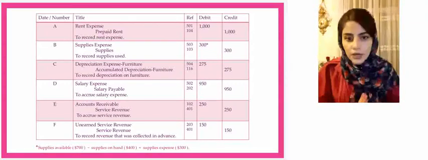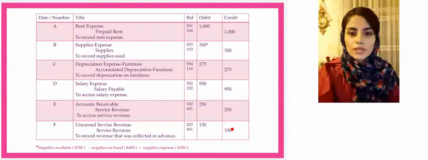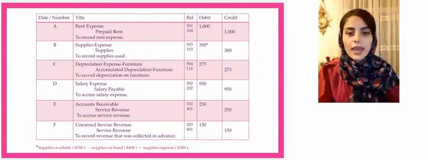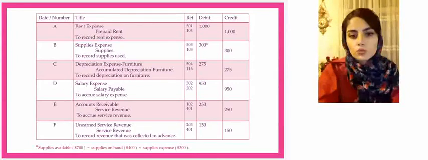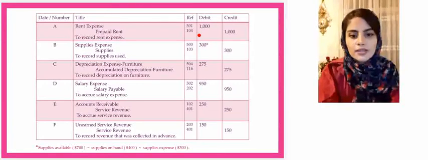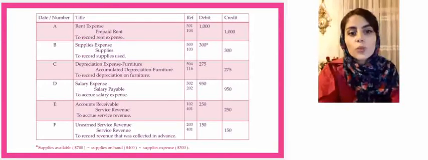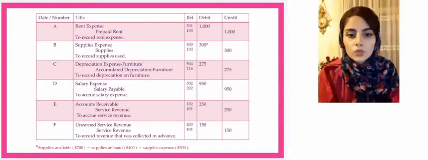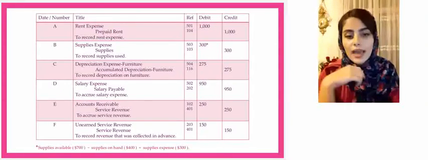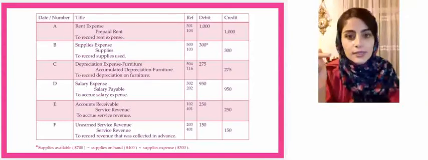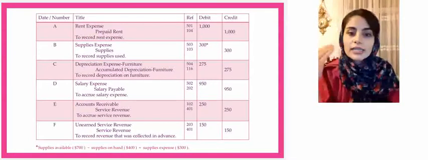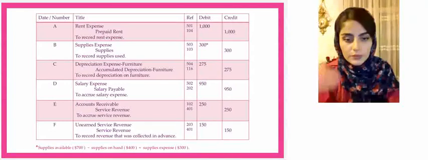As you can see here, it is all the entries for transactions A to F. For the first one, we had prepaid rent expired $1,000. So the entry is rent expense and prepaid rent. And the next one says that supplies on hand $400. So it should be supplies expense and supplies. Both of them, the supplies expense is increased and supplies decreased.